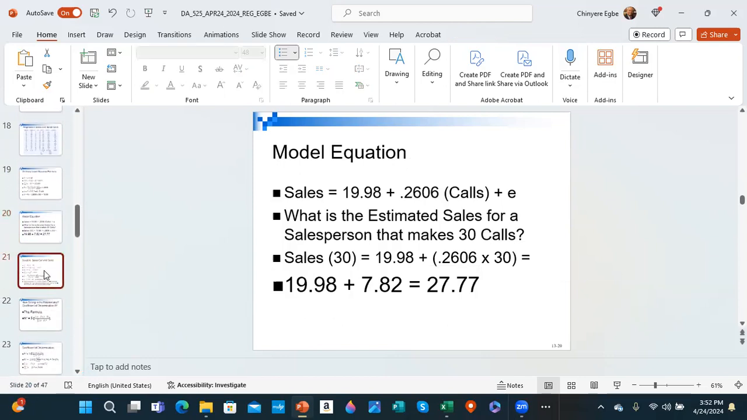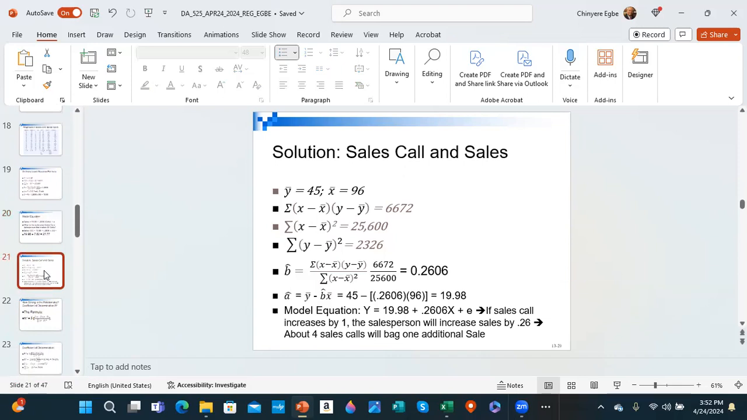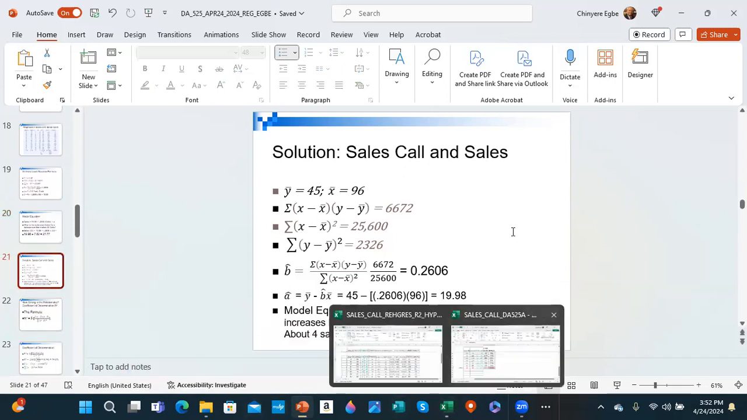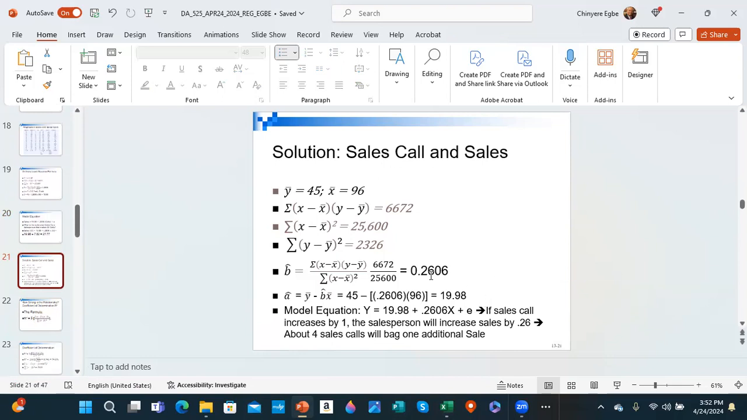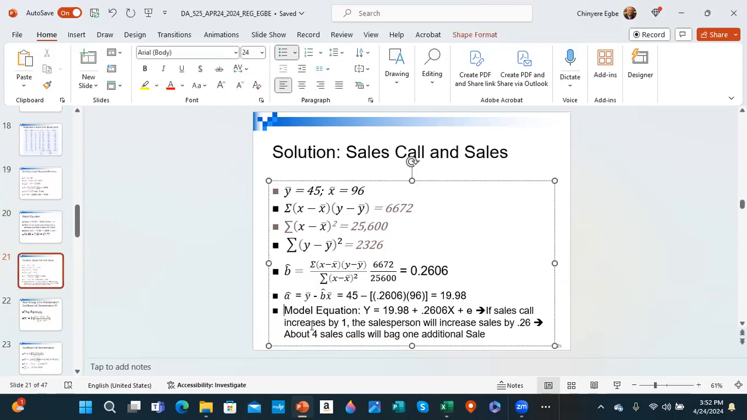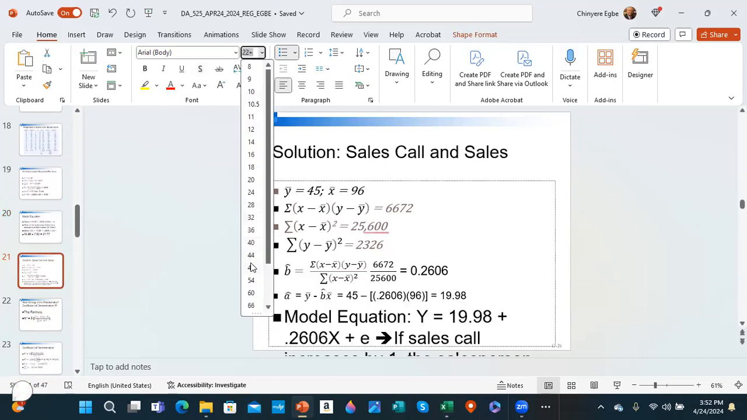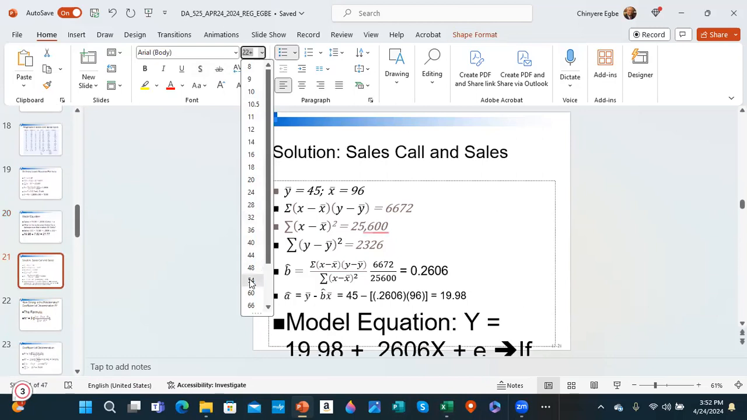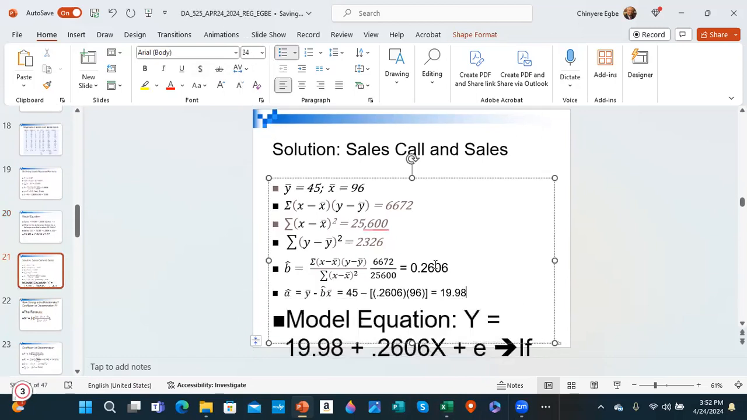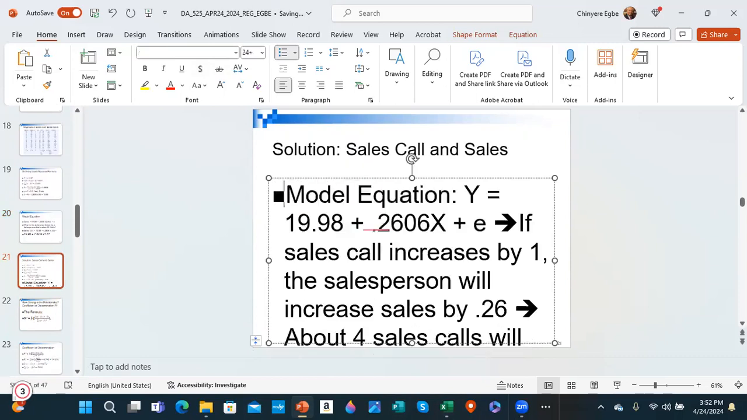All right. So what we call this is a model equation. The model equation is y is equal to 19.98. This is a model equation. Now I'm going to take this out.